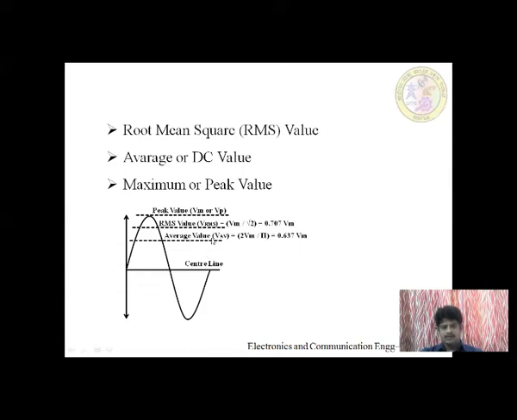For full wave, we can use these equations. For the RMS value, if we have VM, we can calculate VRMS, that is VM by root 2. If you simplify this, it comes out as 0.707 VM. We can calculate the average value by using the peak value, that is 2VM by pi. If you simplify this, you will get 0.637 VM.